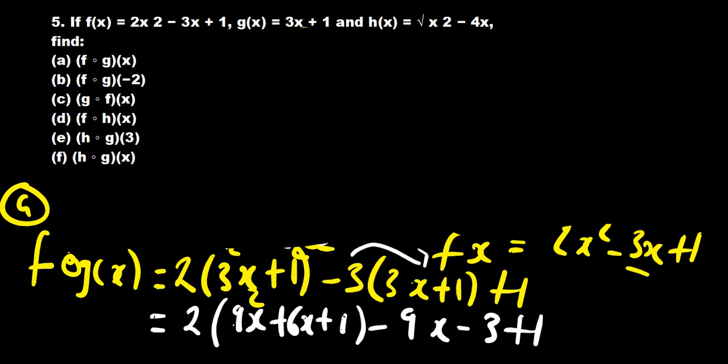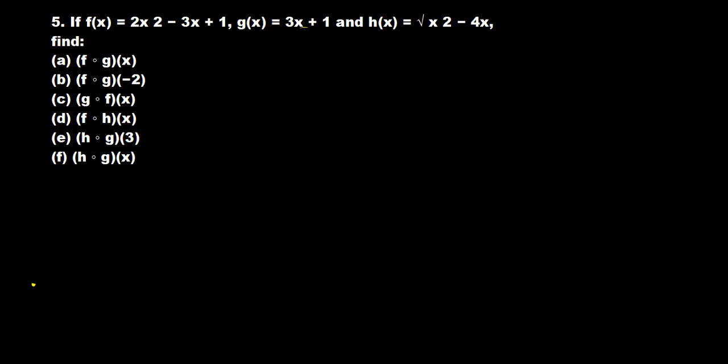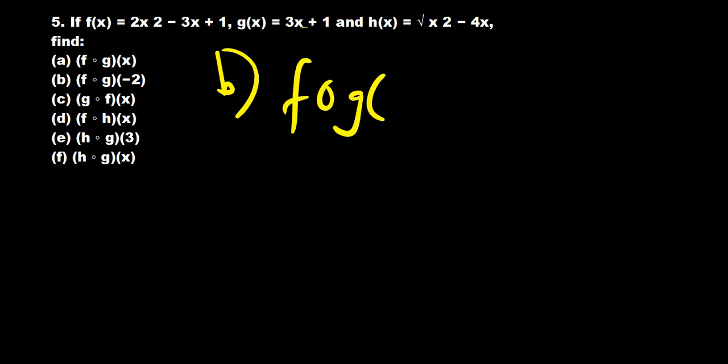Okay, let's just reach question 6, then the other part will come later. Okay, B, let's say we're solving f∘g of negative 2. Is this B? Yeah, f∘g of negative 2.